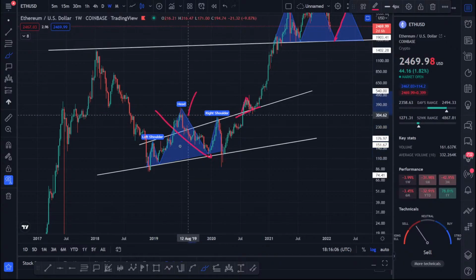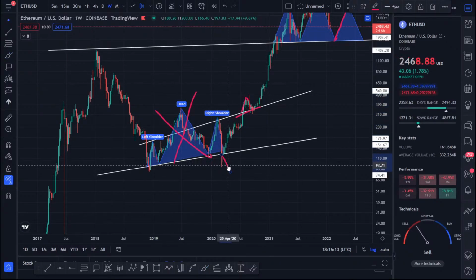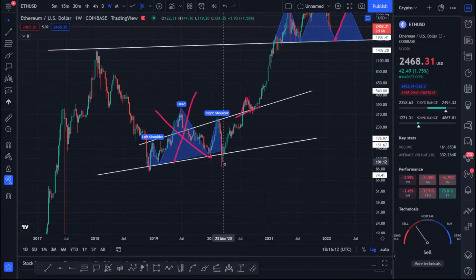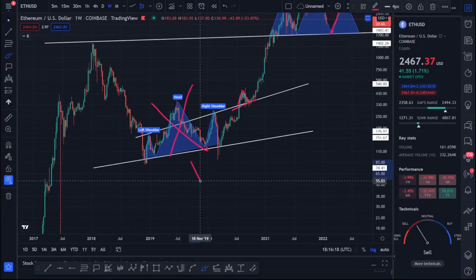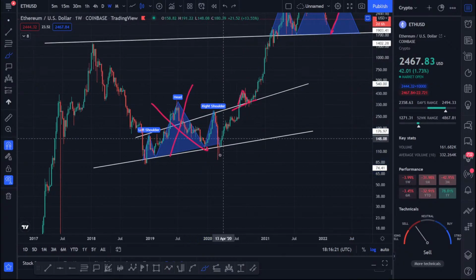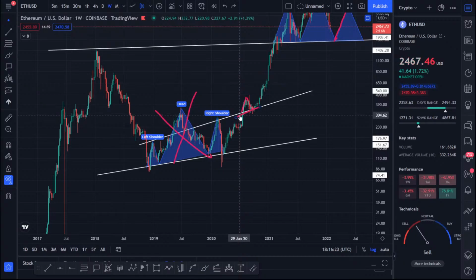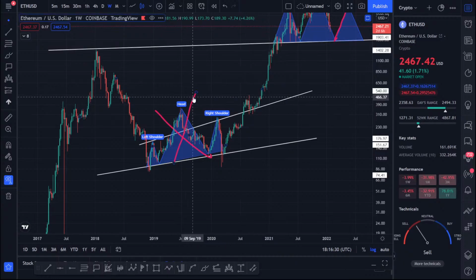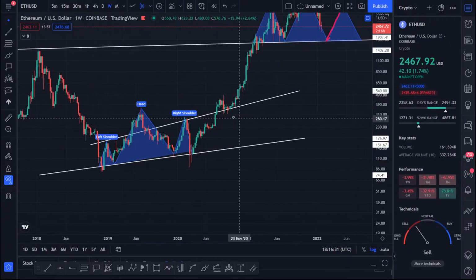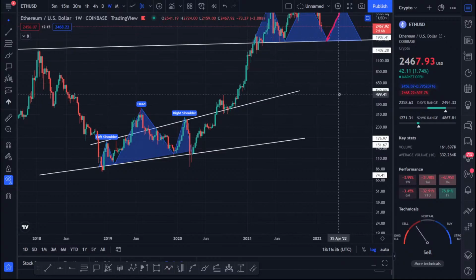So this pattern got invalidated because it didn't break to the downside. If it would have closed the weekly candle below this level, then yeah, this pattern could have been valid. But it didn't do that. So let me quickly show you what it's doing at the moment. Now let me take these drawings off. So it got confirmation and then it went towards the upside.